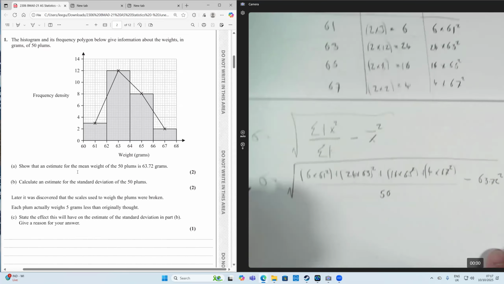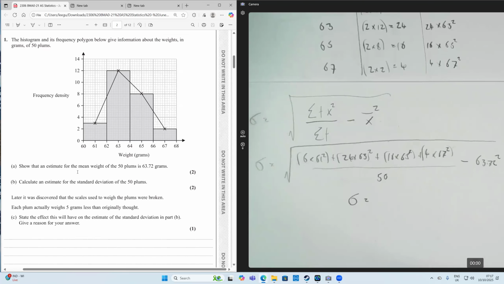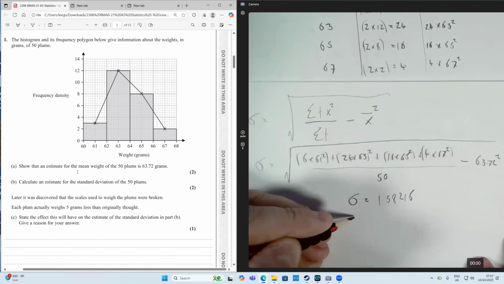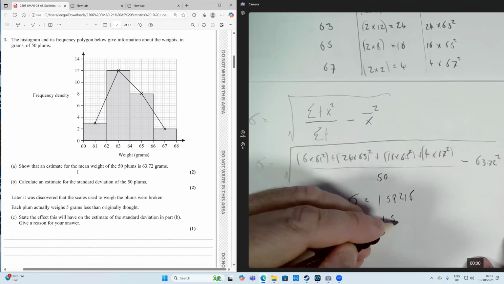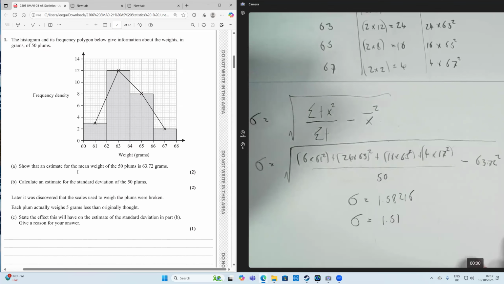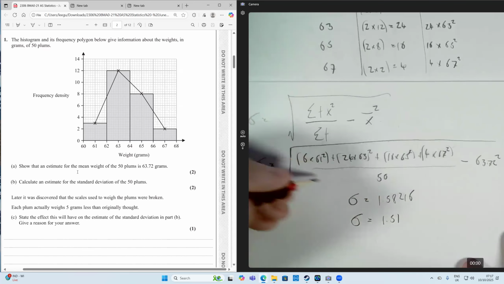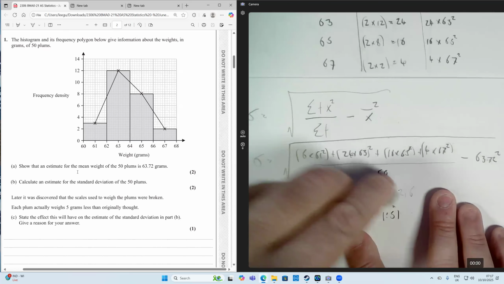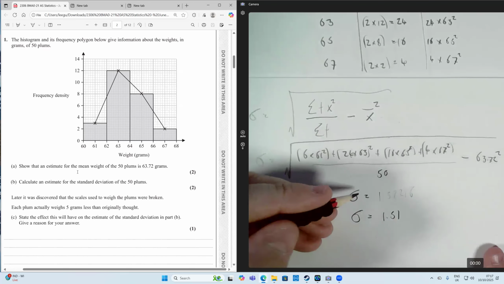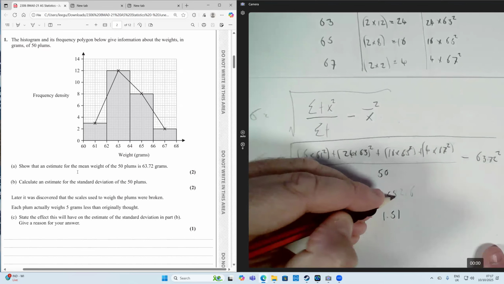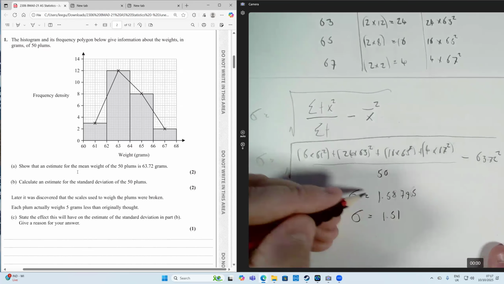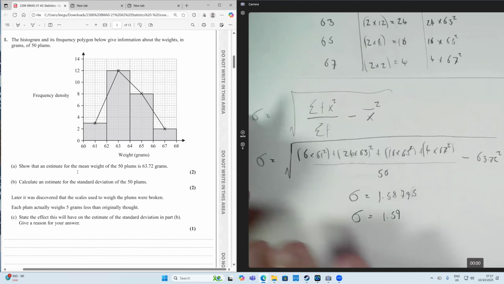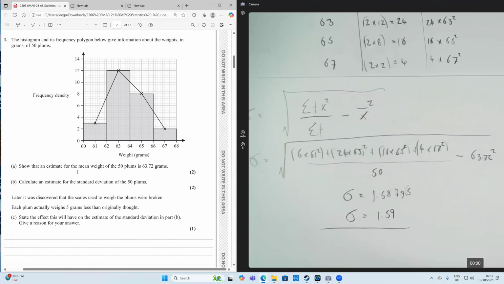And when we pop that into our calculator to calculate our standard deviation, it turns out to be 1.58216. So let's give it to, say, 3 significant figures. Oh, it's the square root. Sorry, let's have a look. Let me get that number right. So the standard deviation is actually 1.58795. Sorry about that. So when we round that to 3 significant figures, it's going to be 1.59. So there we go. That's our standard deviation, 1.59.